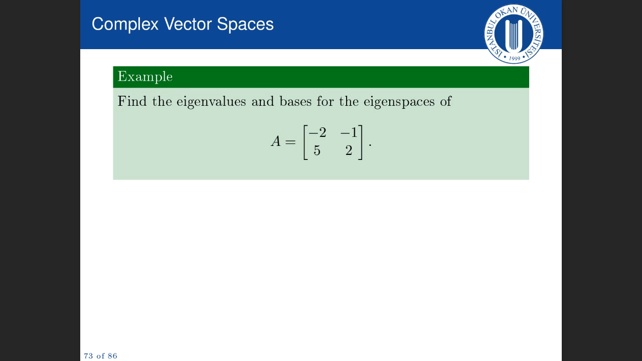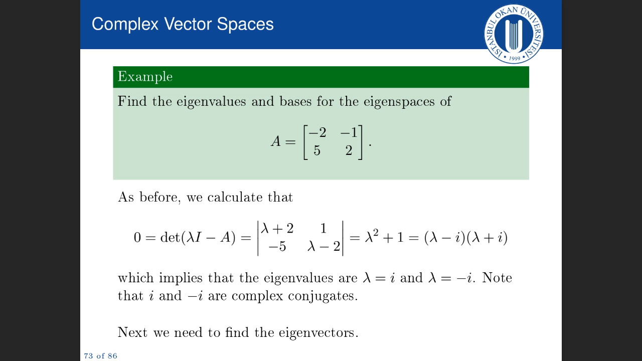Find the eigenvalues and bases for the eigenspaces of this 2 by 2 matrix. First, eigenvalues. So we need the characteristic equation. The characteristic equation is 0 is equal to lambda squared plus 1. So as we did earlier, the eigenvalues are i and minus i. Note that these are complex conjugates of each other. And then step 2, we need to find the eigenvectors.